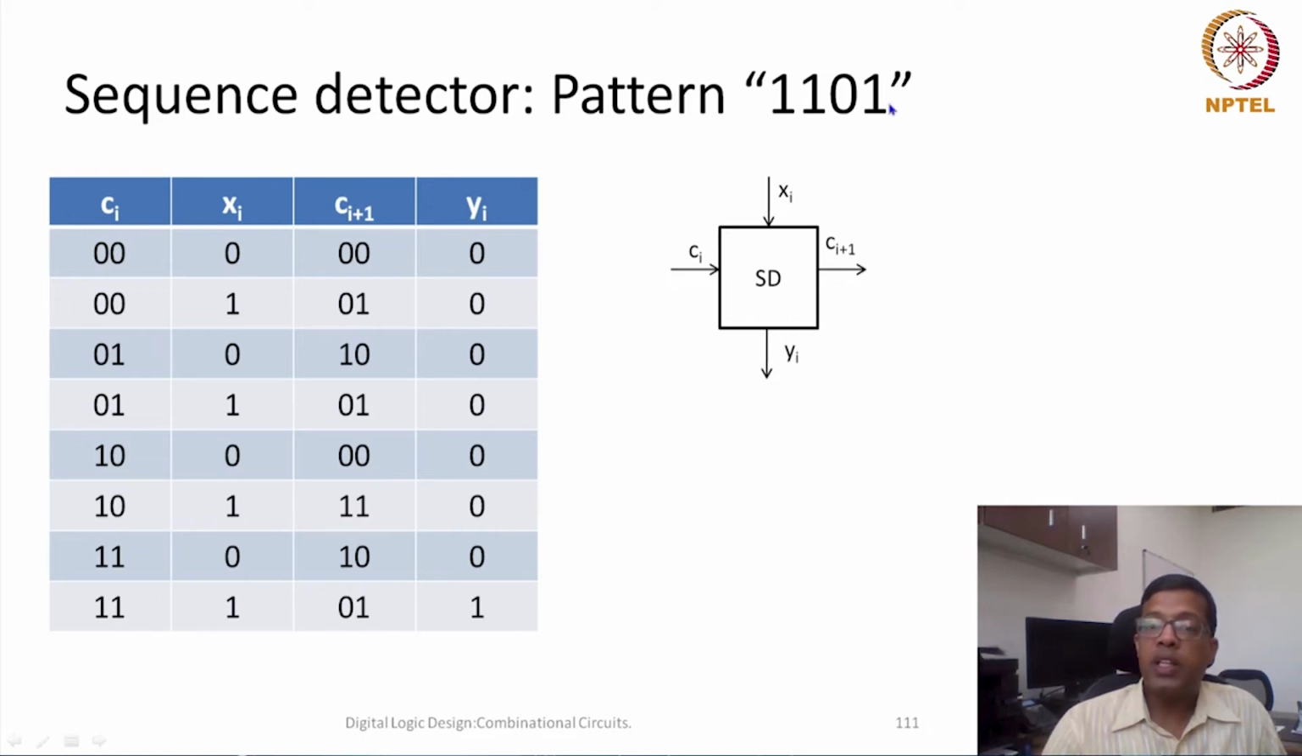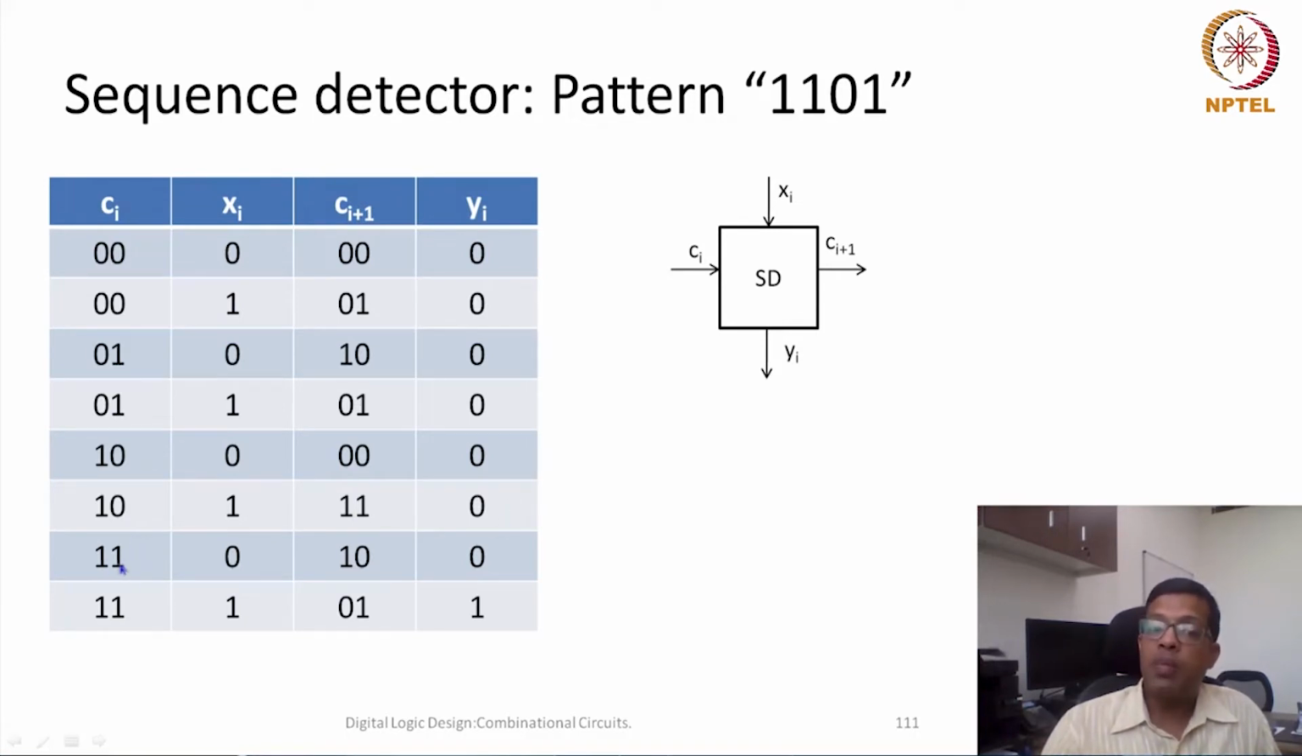But if the current status says that 2 bits have matched and the next input is 1, then we have to say 3 bits have already matched. So that means we'll write Ci plus 1 as 1 1, so that means 3 bits in the pattern have already matched, and the output is still 0.